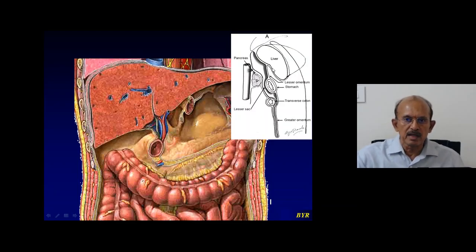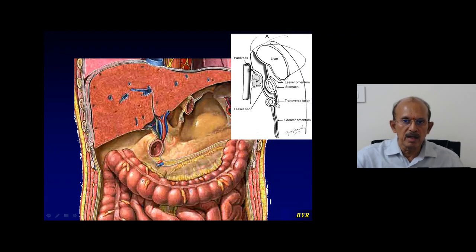Now this is the coronal section of the abdomen. You can see here the liver, and this is the lesser sac. Here is the stomach. This is the lesser omentum. And from the greater curvature of the stomach, the greater omentum is there. So the greater omentum comes like this, turns around, and again fixes to the inferior border of the transverse colon. So this is the lesser sac of peritoneum.